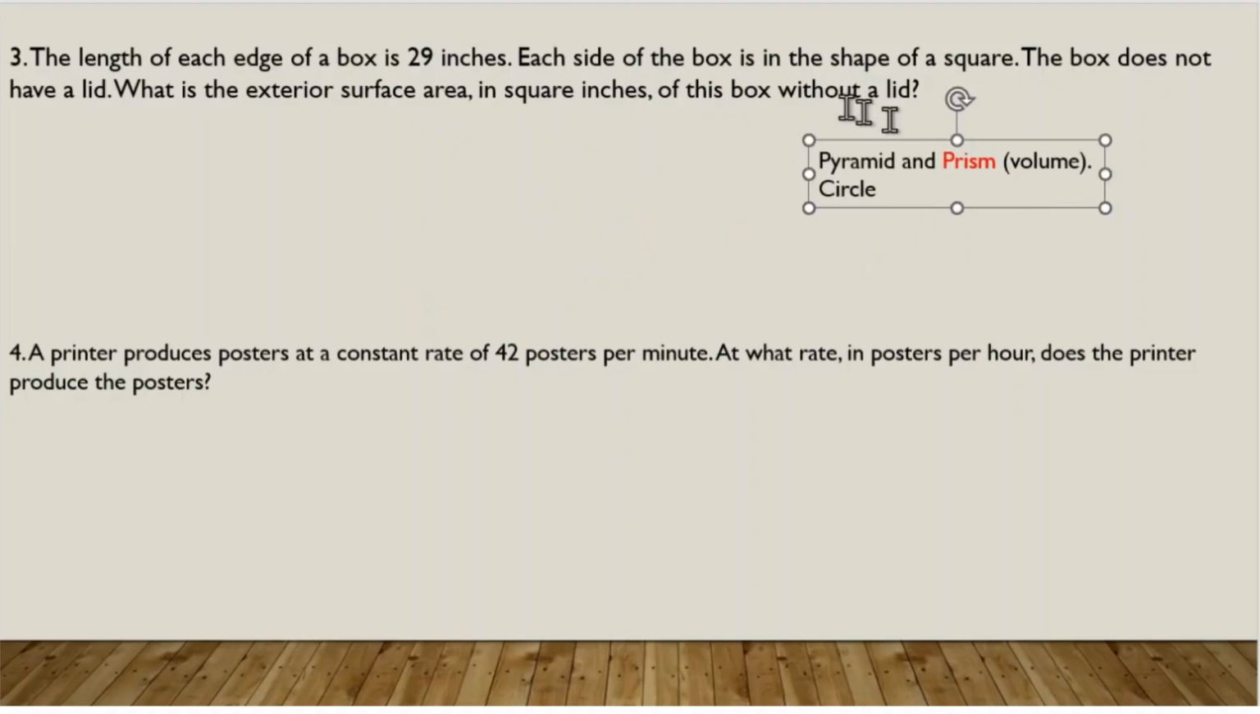So for this question, what I can tell you is the length of each edge of a box is 29 inches. Each side of the box is in the shape of a square. So basically, you have to use the formula for a square. As simple as that. There's nothing much to do for this one. What I'm going to do is just use the formula and then answer it. So what's the surface area of this box here?